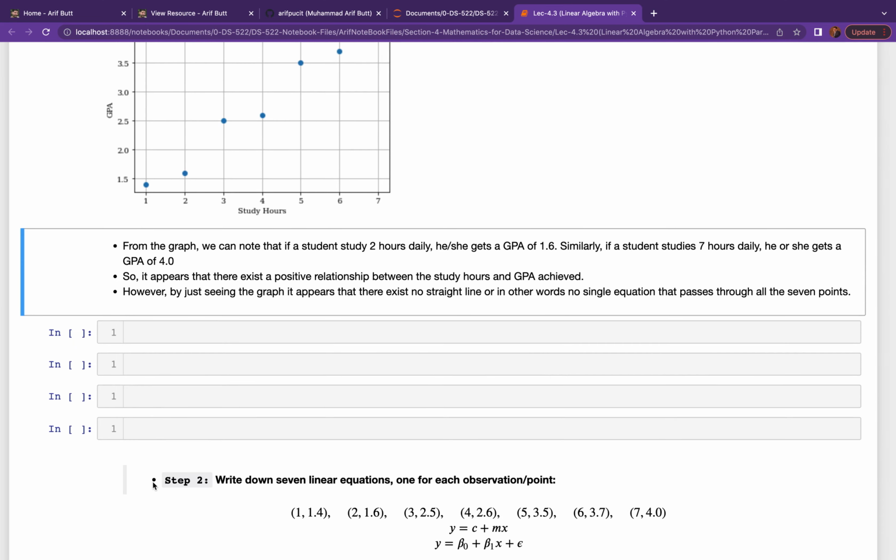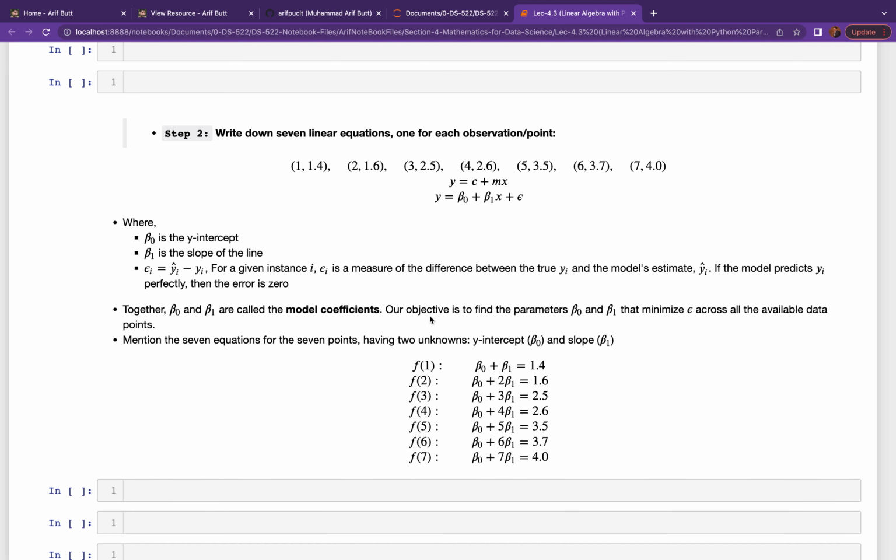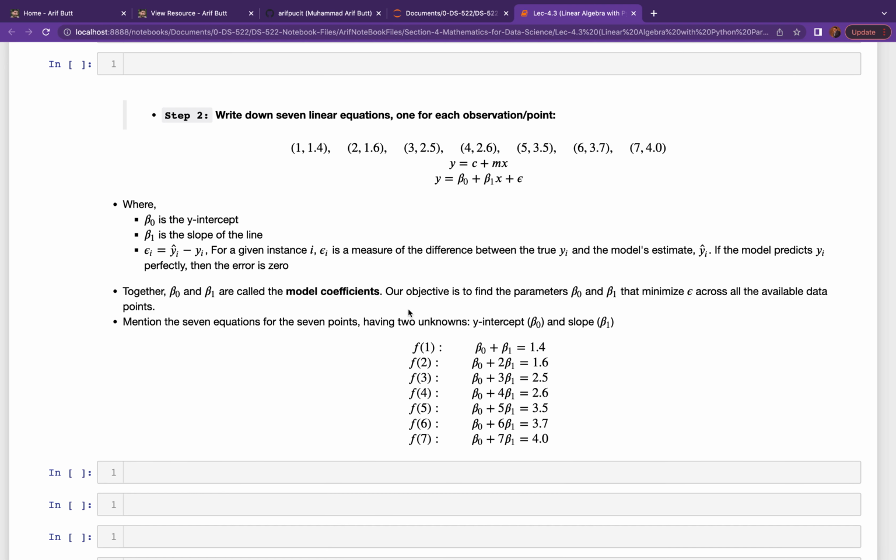Okay, so step 2. Let us now write down these 7 data points as 7 linear equations. One linear equation for each data point by plugging the value of x and y in the regression equation. So you see we have these 7 equations. So we have 7 equations but just 2 unknowns, beta 0 and beta 1. Hence this is an overdetermined system of linear equations. I hope this makes sense.